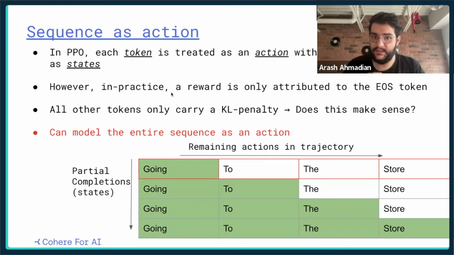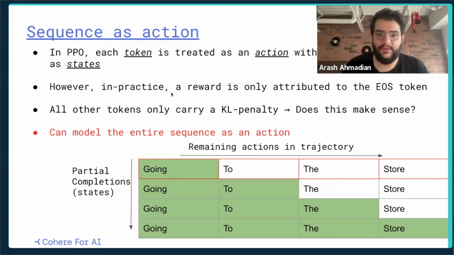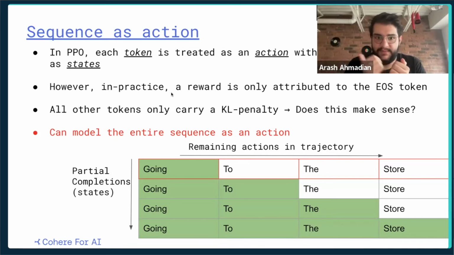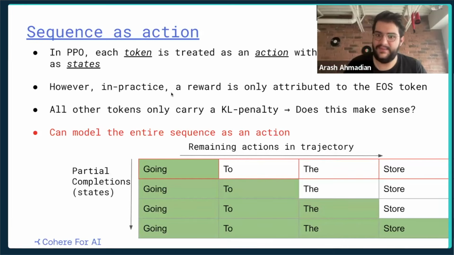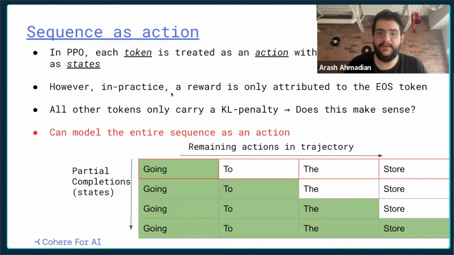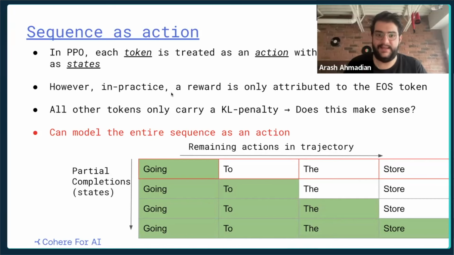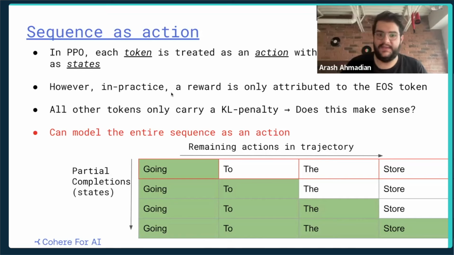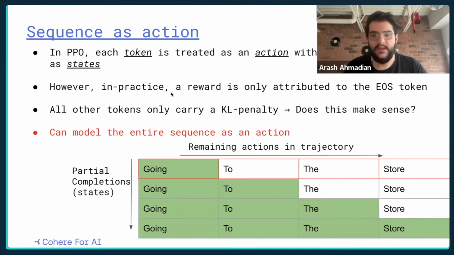As RLHF has done, widely, let's say. The only component of reward that every token, except for the EOS token, carries is the KL component, which doesn't really make sense at a high level. So that's why we say it doesn't make sense to have every single token as an action. Instead, treat the entire sequence as an action, and that directly leads you to the RLOO and REINFORCE formulation, where you just have a single gradient update for the entire sequence.